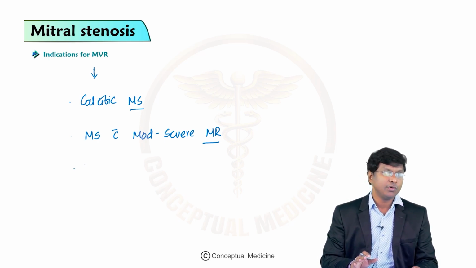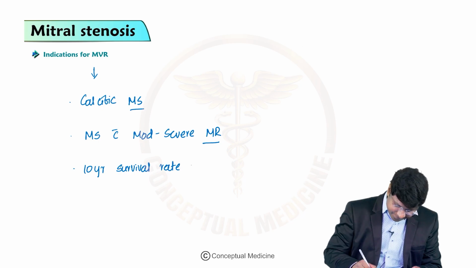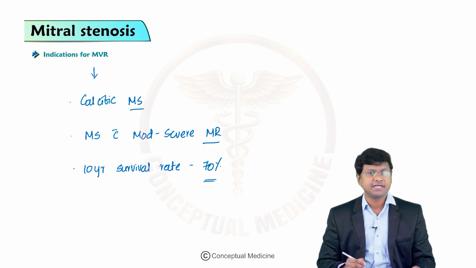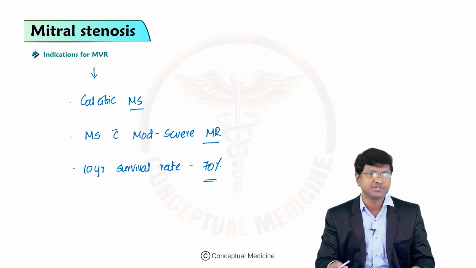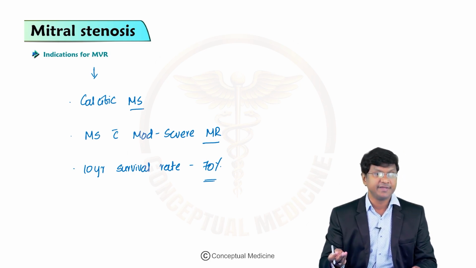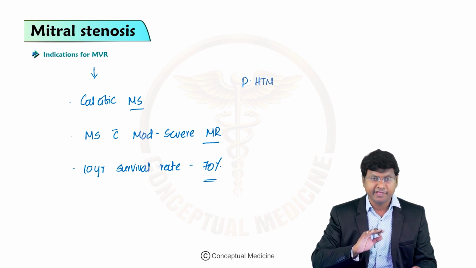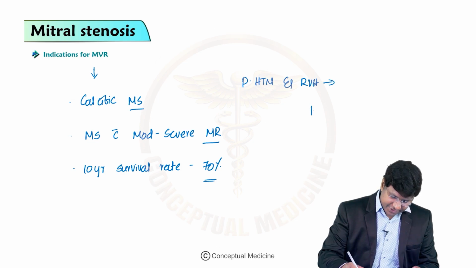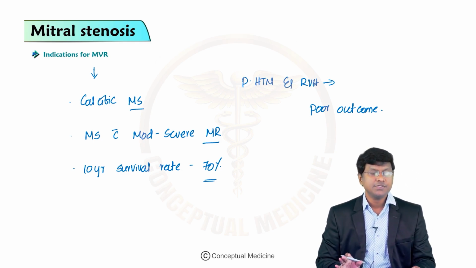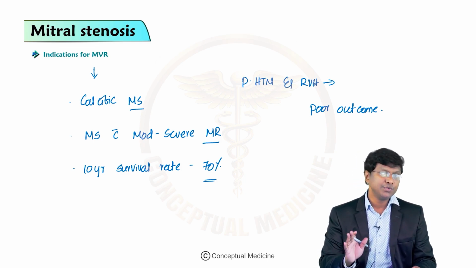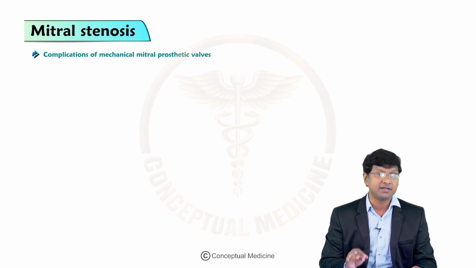The overall 10-year survival of surgical survivors is up to 70%. Long-term prognosis is worse in patients more than 65 years of age, and in those who have developed pulmonary hypertension and right ventricular dysfunction, who have a very poor outcome. So these are the indications for mitral valve replacement. Now, you need to know the complications of mechanical mitral prosthetic valves.